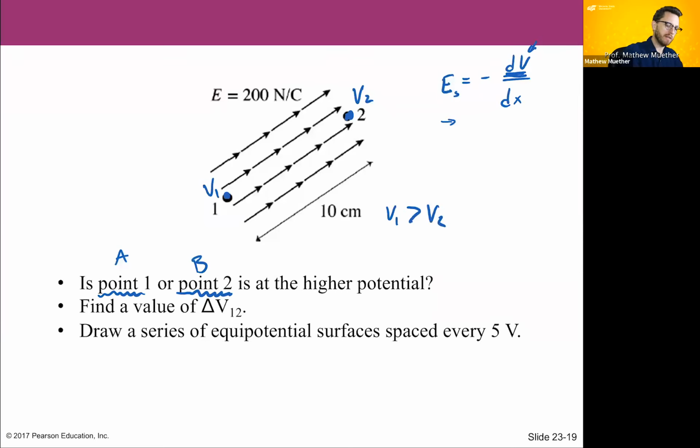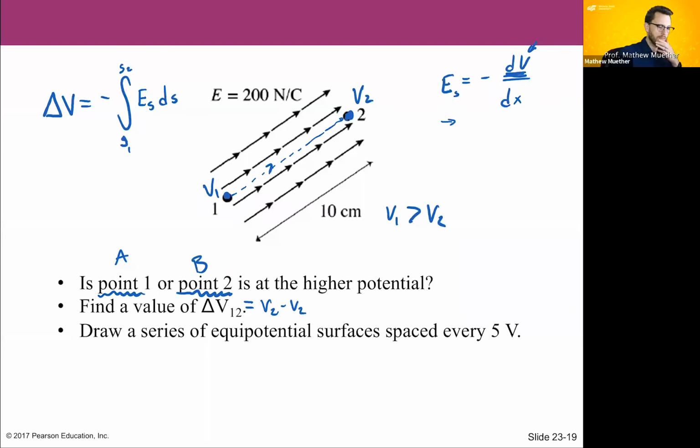Can we find V2 minus V1, that delta V? Well, how am I going to do that? I could calculate that in this curve. Remember, delta V, the change in the potential, is equal to minus the integral of E_s ds, where s is this direction that points in the direction that I travel. I go from position 1 to position 2. So this is my s direction.